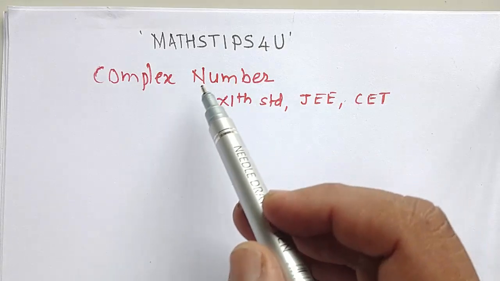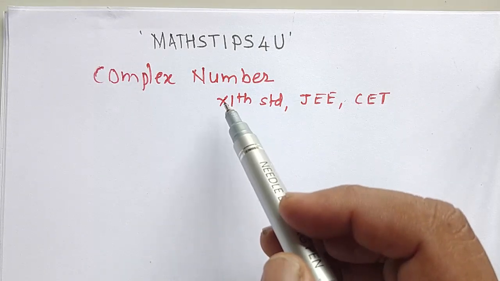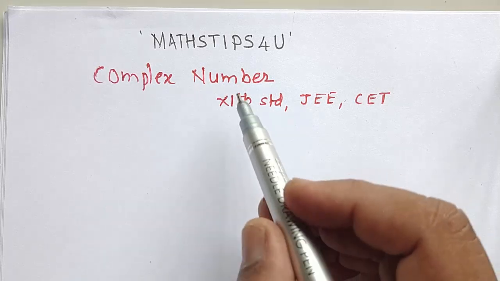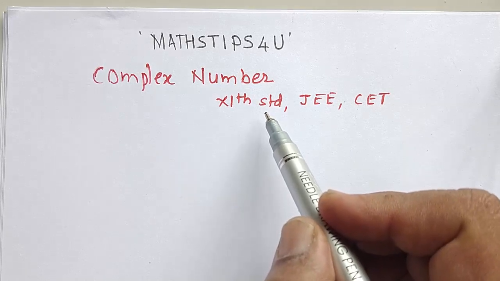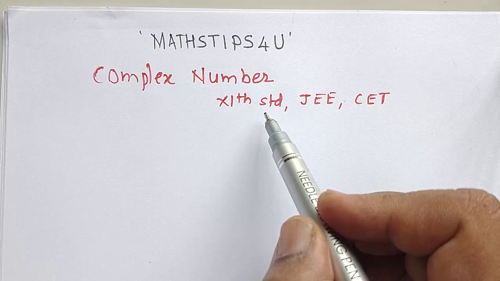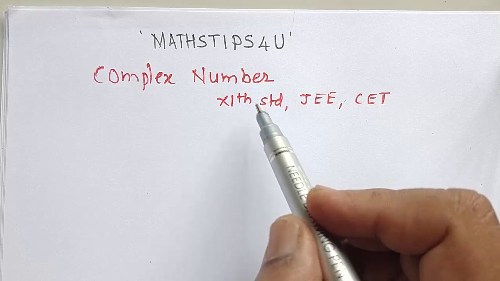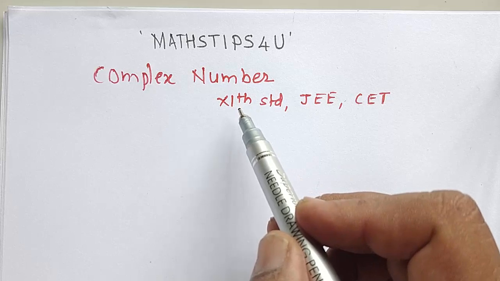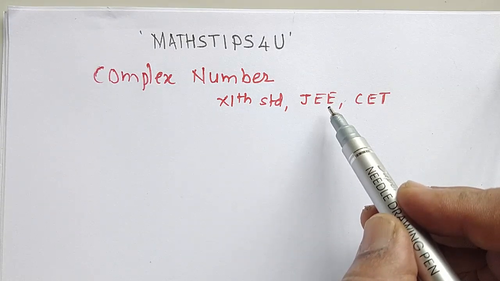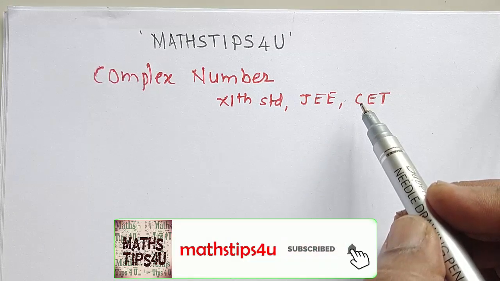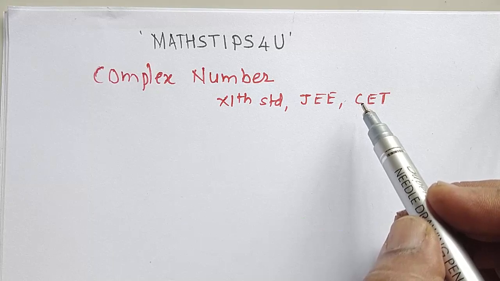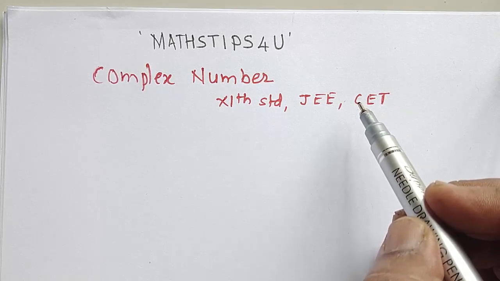In this video, we are going to discuss the complex number. The topic complex number is included in the 11th standard syllabus of all state boards, CBSE board and ICSE board. The study of complex numbers is important for the JEE exam and CET also. So, studying complex numbers is important for students of 11th standard. Now, we shall see what topics are included in complex numbers.